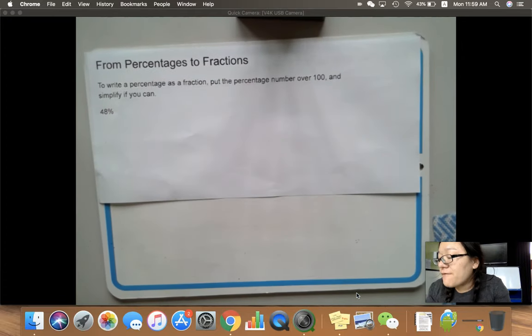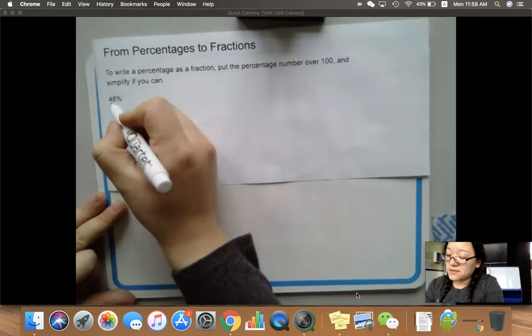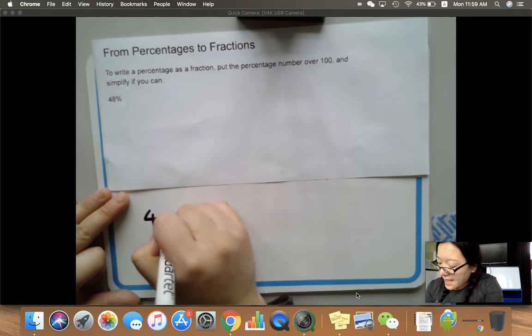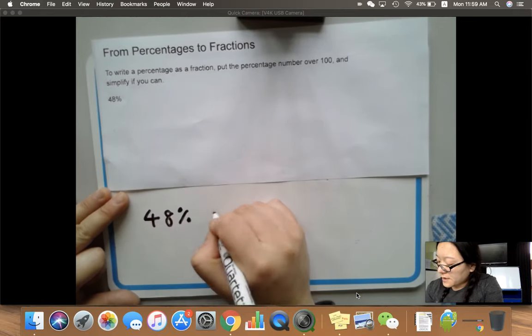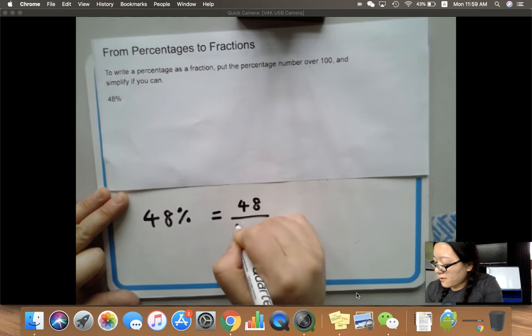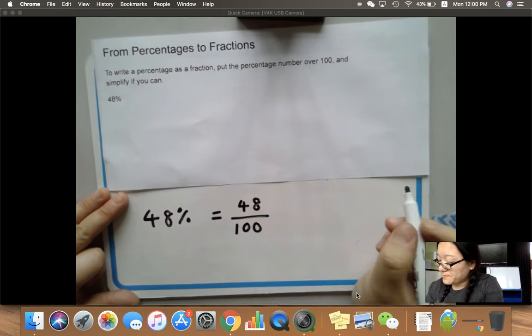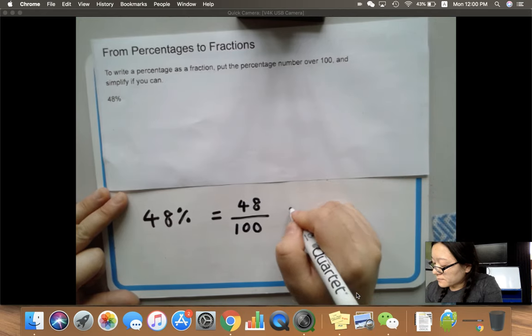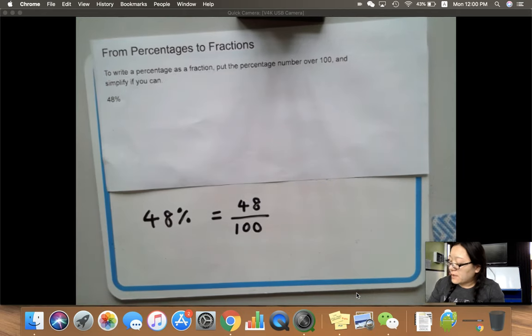So to go from percentages to fractions, you need to figure out the percentage number over 100, and then you just simplify if you can. So for example, 48% is the same as 48 over 100. And then now I'm looking at that going, how can I simplify that? What can they both be divided by?